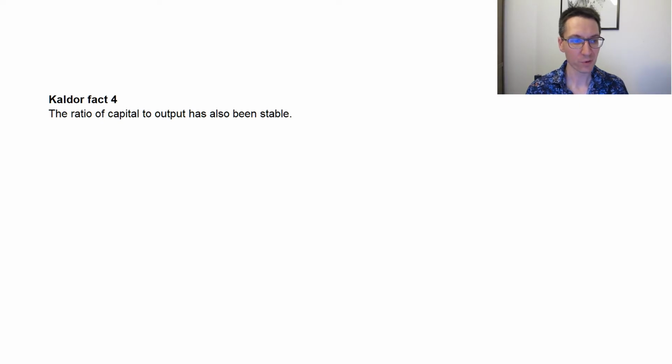Kaldor fact number 4, the ratio of capital to output has been stable. So what is the ratio of capital to output? Well, it's equal to K divided by Y. And the question is, has that been stable or not on the balanced growth path in the Solow-Swan model? So think about it. You can do it in many different ways.